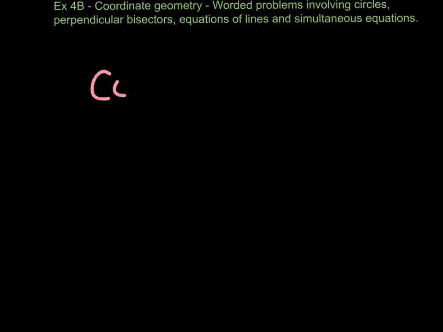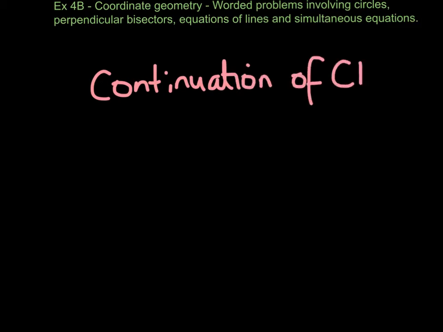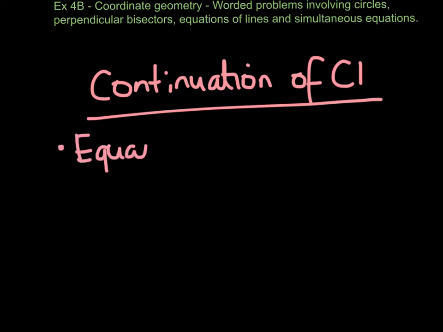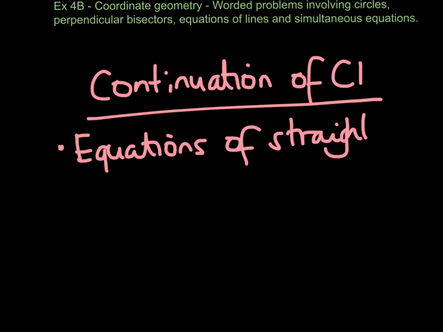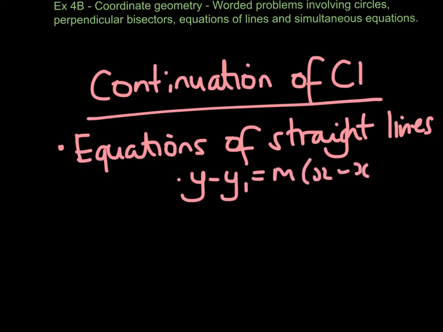Okay, so this video will help you for exercise 4B, which just builds on 4A with the midpoint work and is a continuation of C1. Now, the C1 work you will use in this exercise is the work that we did on equations of straight lines. So y equals mx plus c, that kind of stuff. Although the one you'll use the most will be y minus y1 equals m(x minus x1), which is the one if you've got a gradient and one coordinate.